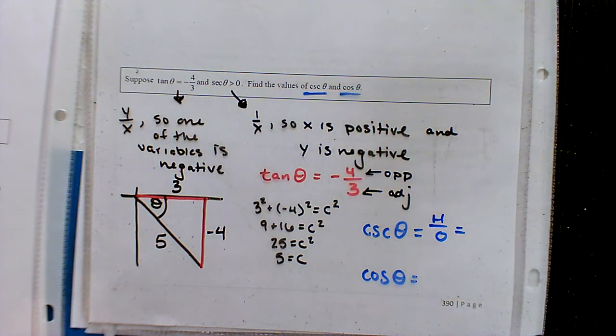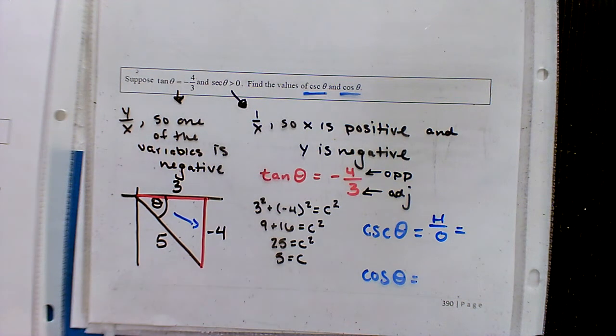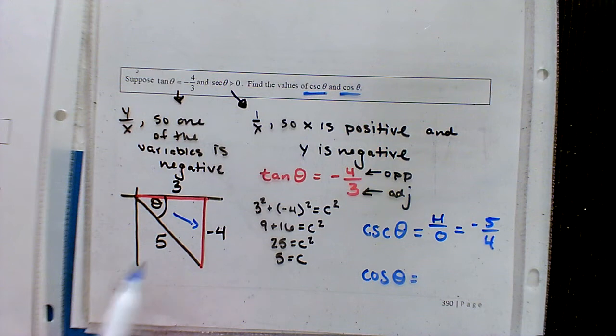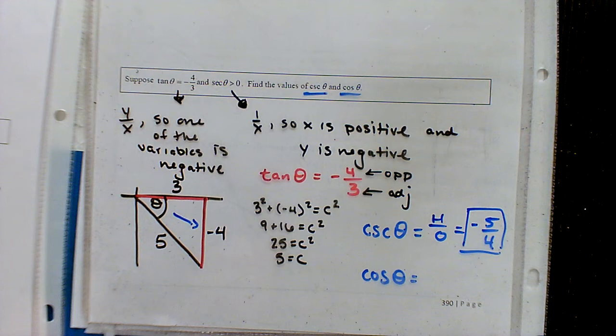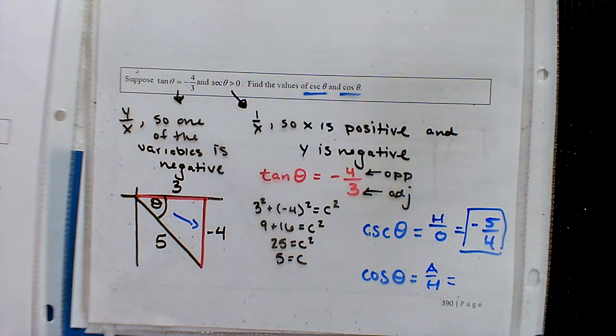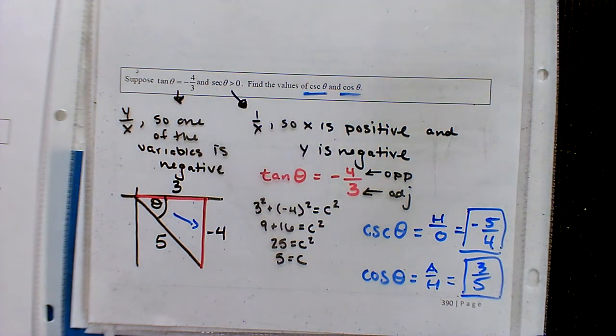Say it again. That's what sine is, because that would be opposite over hypotenuse. We just need to flip it. There we go, -5 over 4. So we'd have 5 over -4. You can move the negative to wherever you want in that fraction. All right, there's our cosecant value. Cosine, SOHCAHTOA, we need adjacent over hypotenuse. Yeah, 3/5. Perfect.